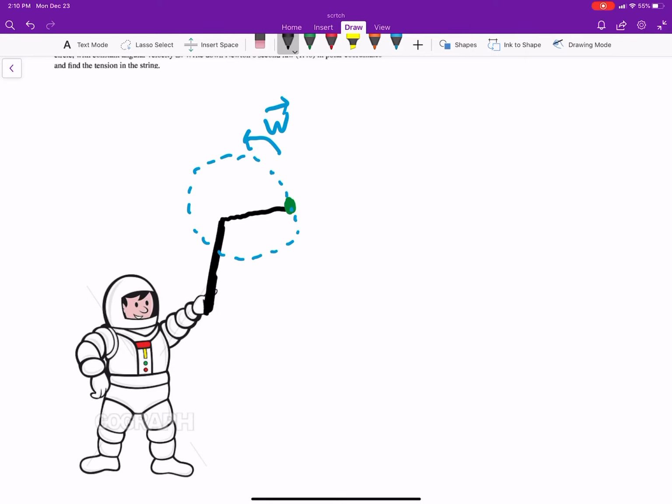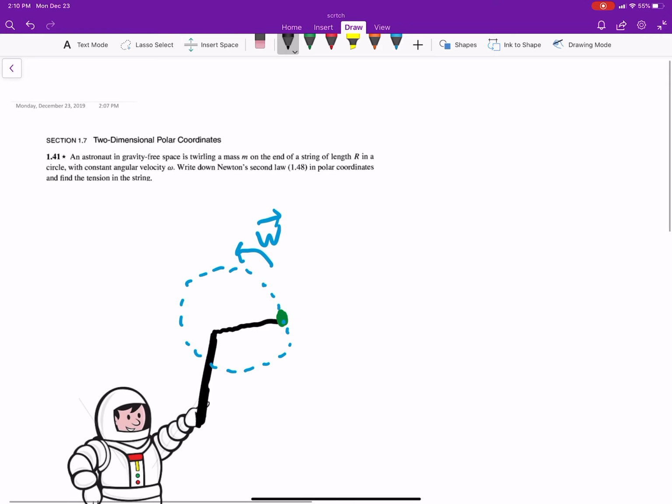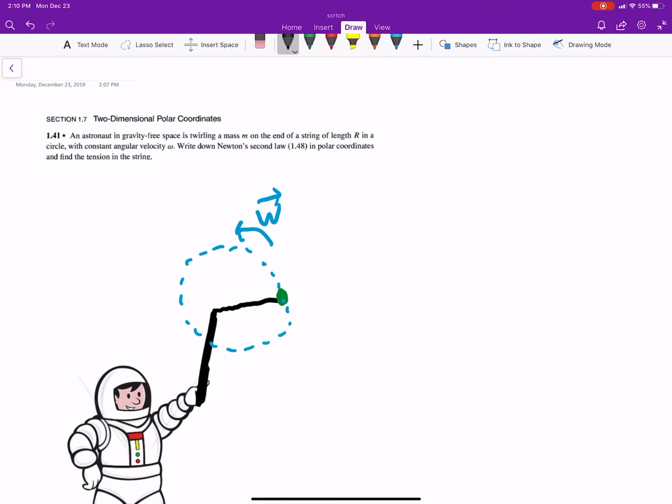All right, so we're going to do our first example problem using Newton's second law in polar coordinates. So this is the very first question. I didn't do the example problem in the book because they already worked it out, so I feel that's kind of redundant, but again, it's an option. I feel this is a little easier though.